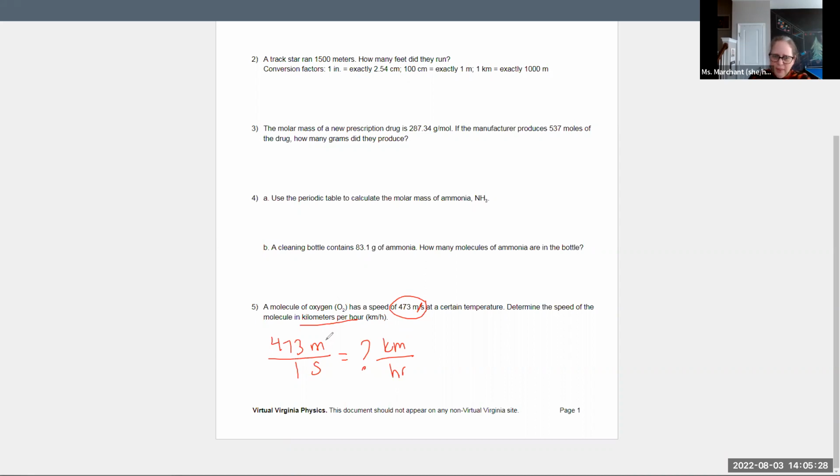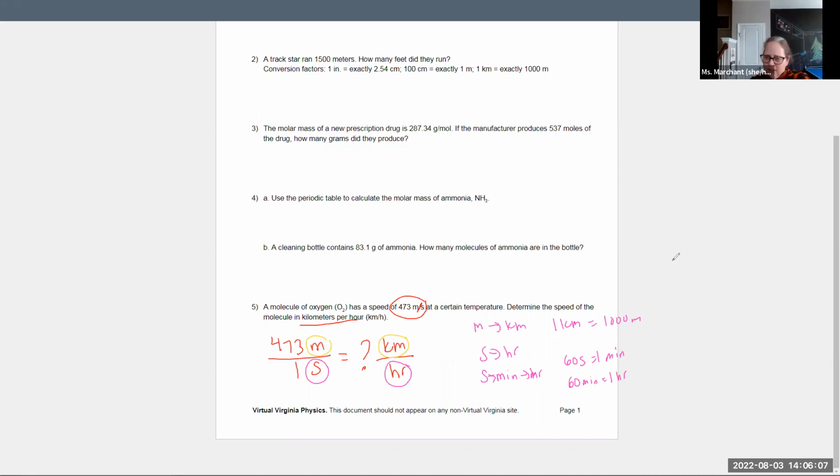Now, when we do the pathway here, we have to go meters to kilometers, and we have to go seconds to hours. So we have 2 different sets to do. Meters to kilometers is the top. 1 kilometer is 1,000 meters. And the bottom is seconds to hours. That one needs 2, doesn't it? Seconds to minutes, and then minutes to hours. And there are 60 seconds in 1 minute, and 60 minutes in 1 hour. So those are the conversions that we're going to need.